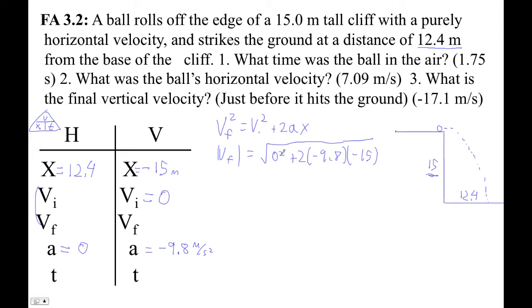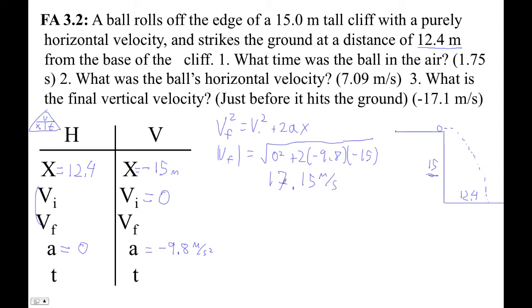So let's try this. I'm going to go square root, left parenthesis, you have to do that on my calculator. I'm not going to type the 0 squared because I know what it is. So 2 times negative 9.8 times negative 15. When I do that, I get 17.146. So I'll say 17.15 meters per second.